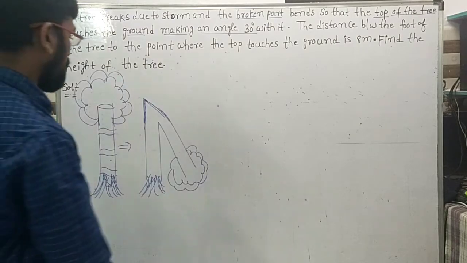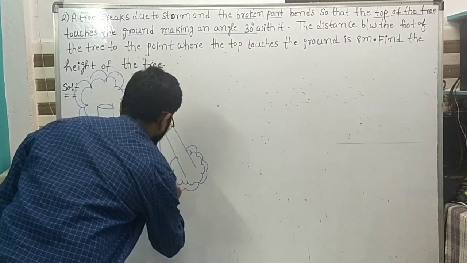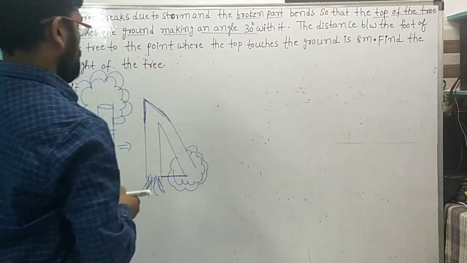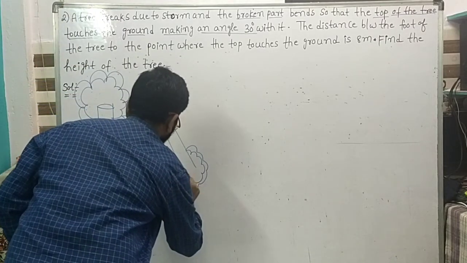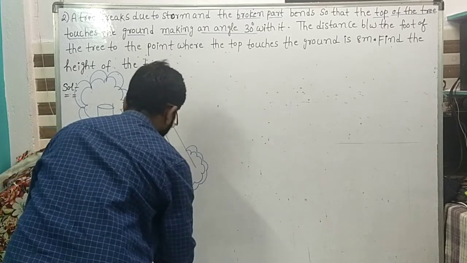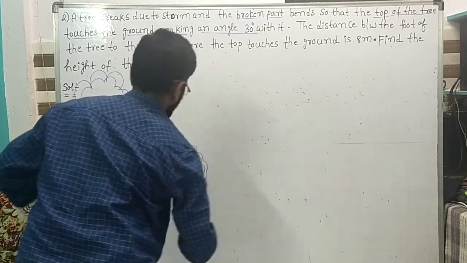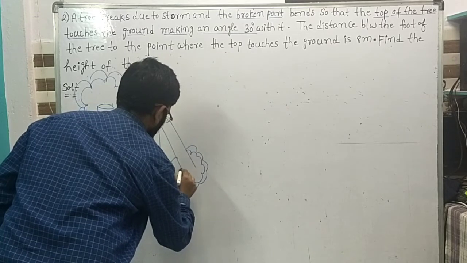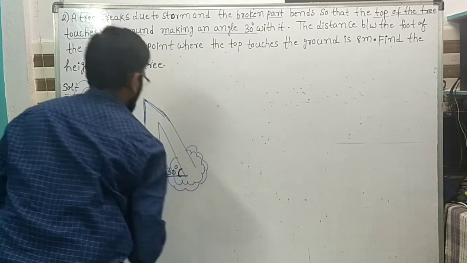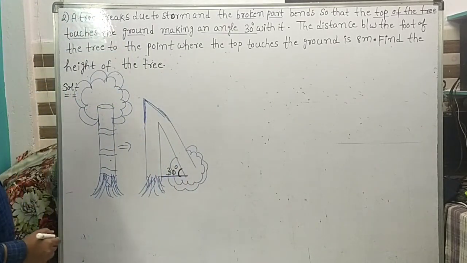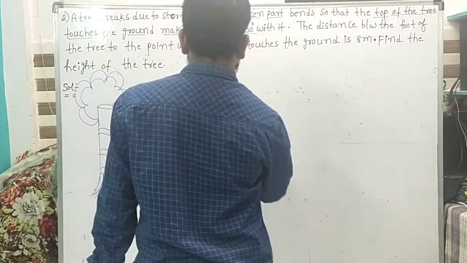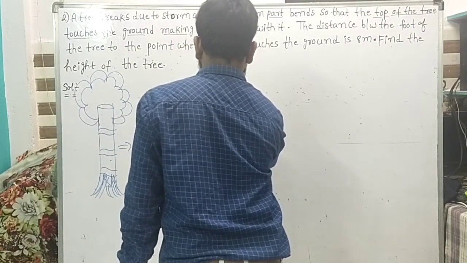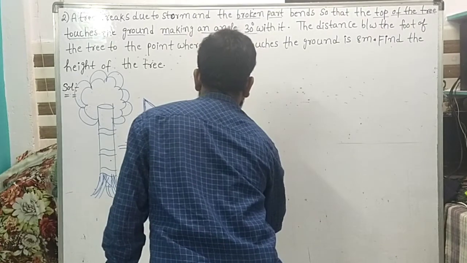Next, making an angle of 30 degrees with the ground. So the angle here is 30 degrees with respect to the ground. Again, with respect to the ground, the angle is 30. Then if I draw the same diagram like this, a straight line.